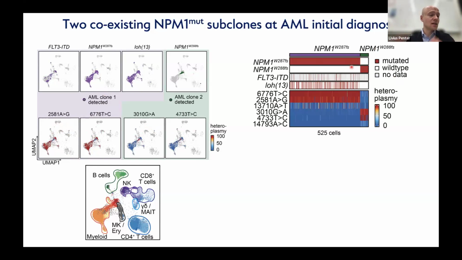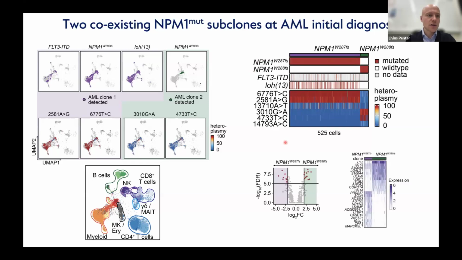So this is an AML that has very clearly identifiable subclones, and they're defined by 2 different NPM1 mutations, which is quite curious. And since NanoRanger also gives you transcriptional profiles, we can now ask, okay, what's the difference in gene expression between the 2 subclones? And that's shown at the bottom.